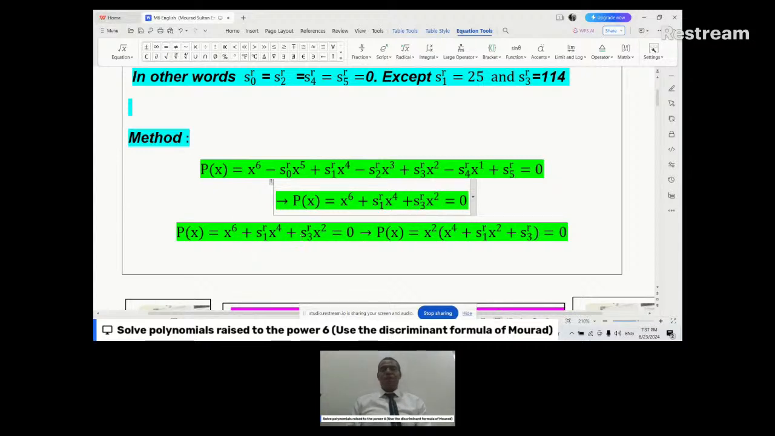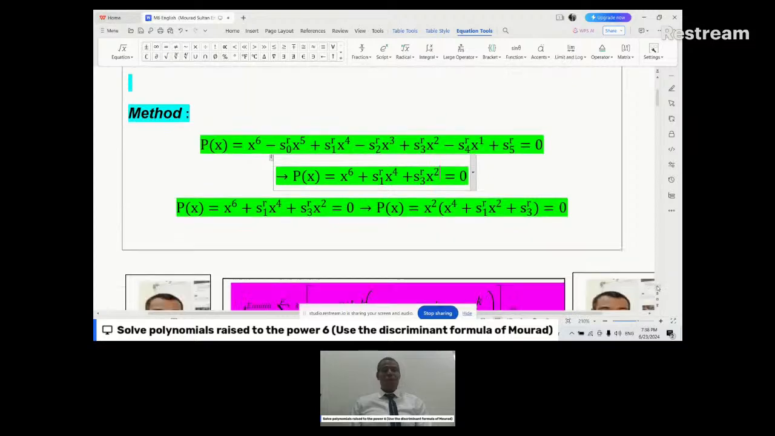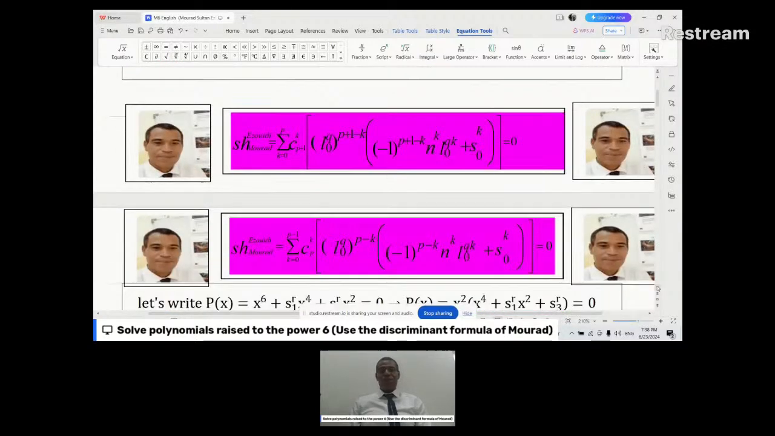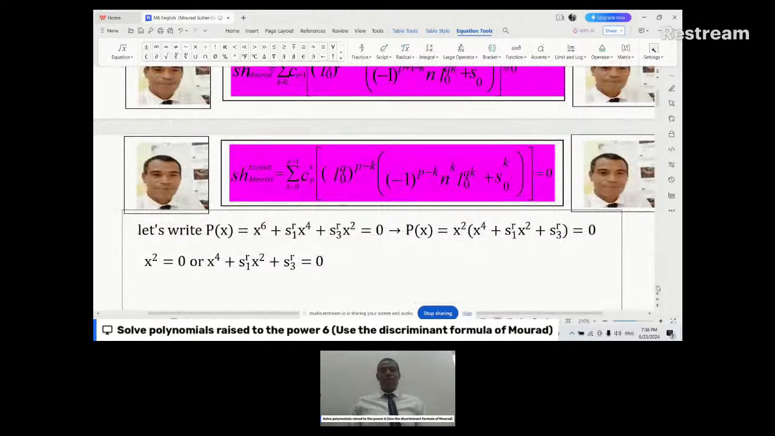You can see that this can be written as the product of two polynomials, one raised to the power 2 and the next raised to the power 4. It can be factorized if you want, but no need to factorize with the discriminant formula of Mourad Sultan Ezouidi. You can do it without factorization, because factorization, in fact, is a bad method. Just factorize polynomials whose roots you know, like 1, 2, and something like that.